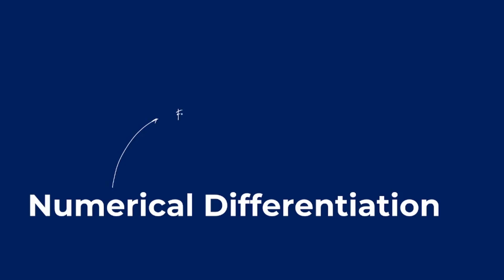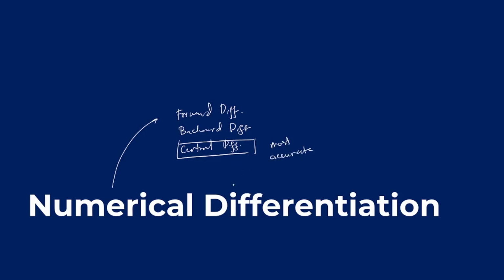First is the forward difference. Another one is the backward difference, and the last one is the central difference. So we'll cover each. But among these three, the central difference is the most accurate relative to these two. This is the most accurate numerical differentiation. You will later know why.